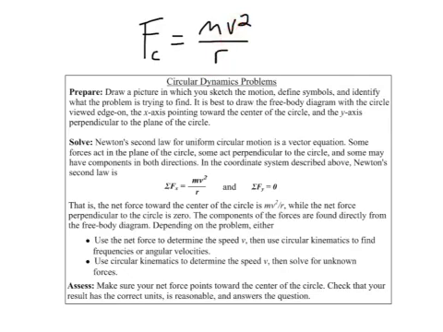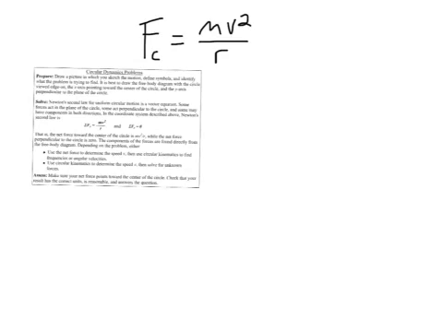So the techniques for solving circular dynamics problems are similar to those we've already dealt with using Newton's second law. To prepare, you want to draw a picture where you sketch the motion, define the symbols, and identify what the problem is trying to find. You write down the given information and what you're looking for. When you go to solve, Newton's second law for uniform circular motion is a vector equation. Some of these forces will act in the plane of the circle, some will act perpendicular to the circle, and some may have components in both directions. Let's look at that.